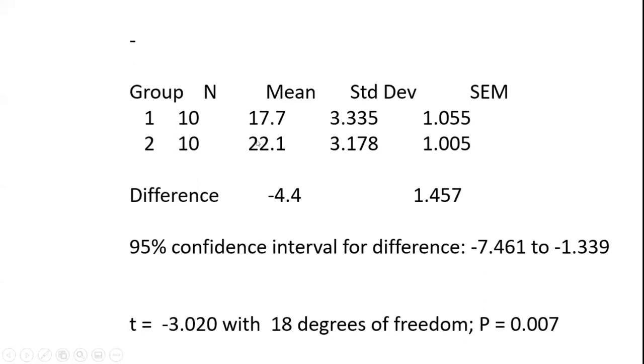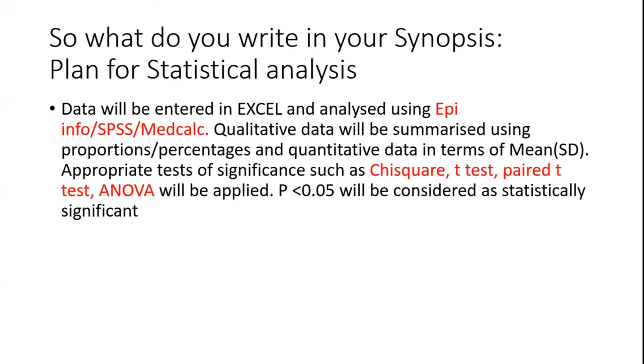So group 2 has got a higher mean as compared to group 1. And then you get the t value, degrees of freedom, and p is less than 0.007. So it is less than 0.05, so it is statistically significant. So how do you write? Now this is what is important.